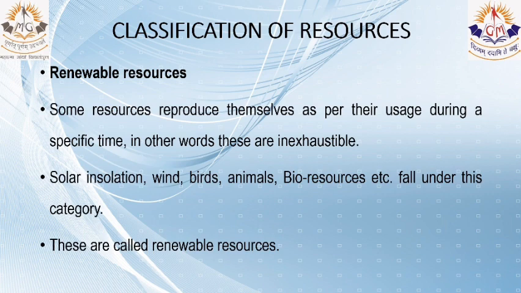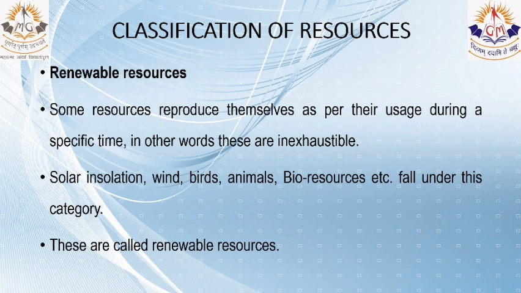Some examples are given to us. For example, solar insolation that we have just discussed. Every new day, we get continuous solar and heat energy from the sun. So that is an inexhaustible resource. Wind. Wind is generated because of the rotation of the earth. So wind is an inexhaustible resource through which we can generate electricity. Birds and animals can reproduce themselves, so they are inexhaustible resources. They come under that category.